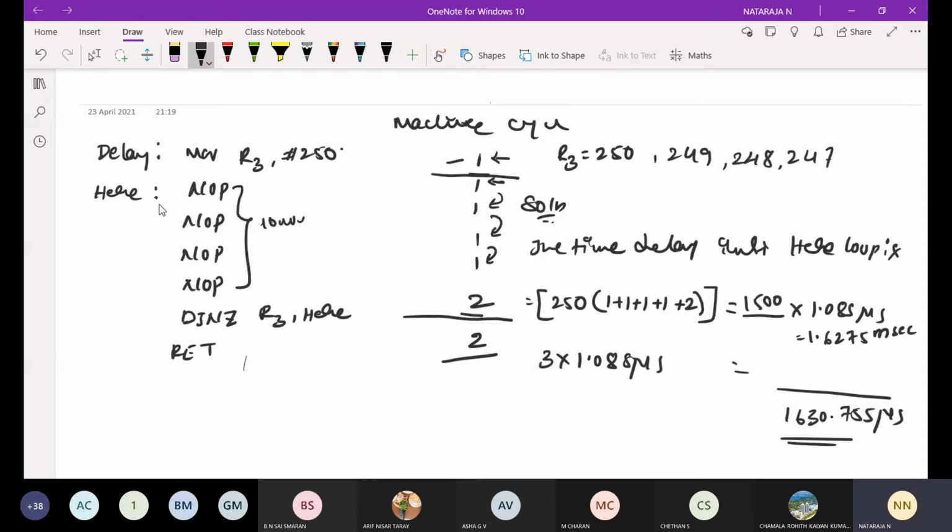Or you will get 1.630755 millisecond. You are going to get in micro, 1630 microsecond. Any doubts?